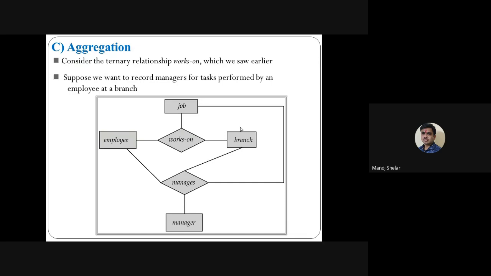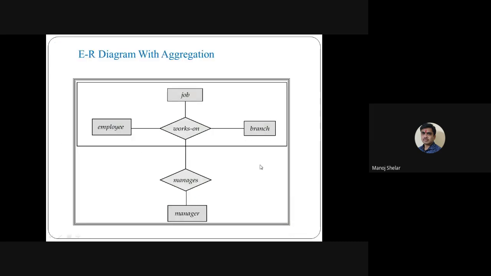Then aggregation. The main purpose of aggregation is to reduce relationships. In this example, employee, job, branch and manager are entities. The relationships here are: employee works on job, employee works on branch, employee manages manager, and manager manages branch. So here is the number of relationships in this diagram, and aggregation reduces them.